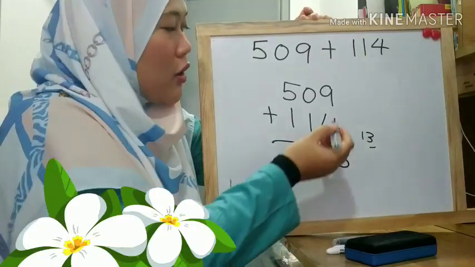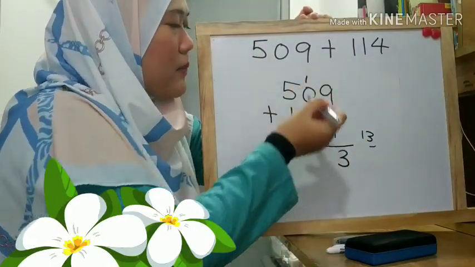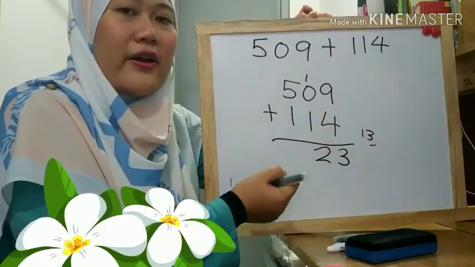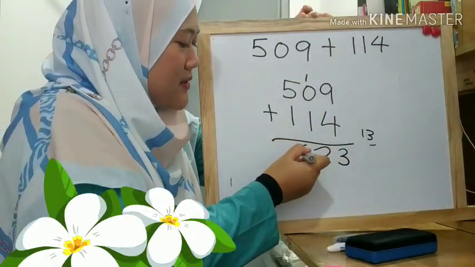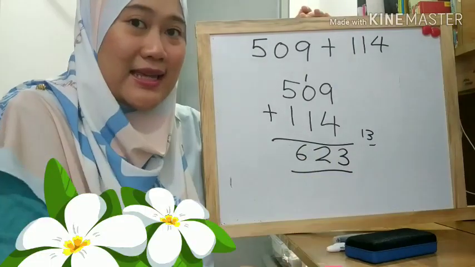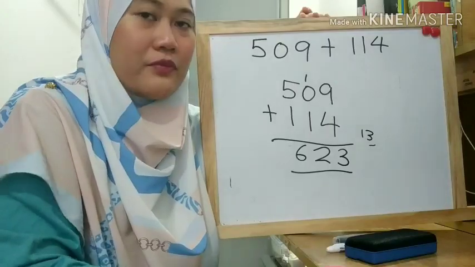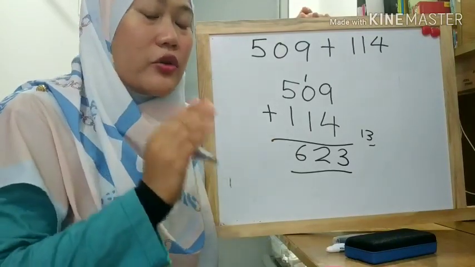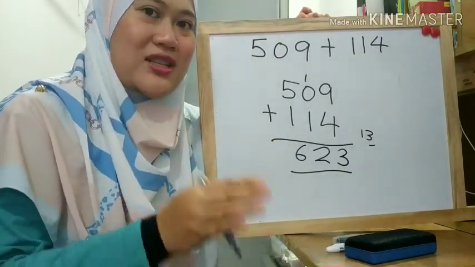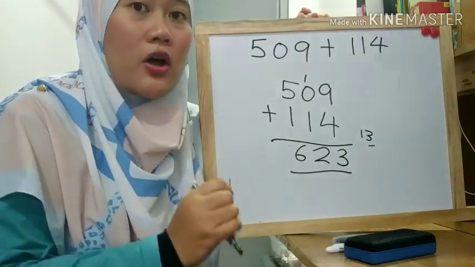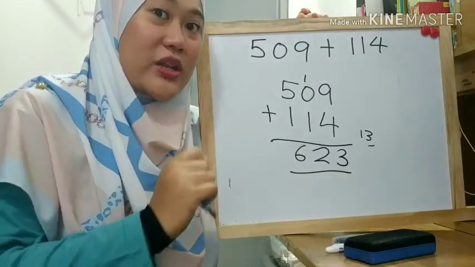1 go where? 1 go up. 1 plus 0 is 1. 1 plus 1 is 2. 5 plus 1 is 6. So, the answer is 623. Make sure you look back at your calculation. Is it correct or wrong? And then, choose your answer. Okay, we go to the next topic.